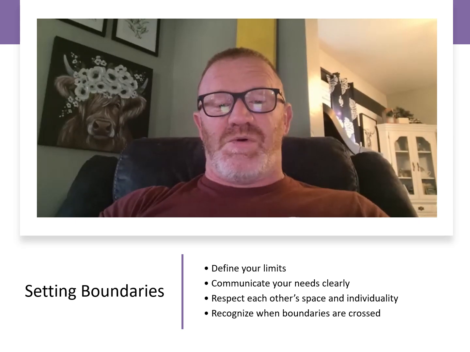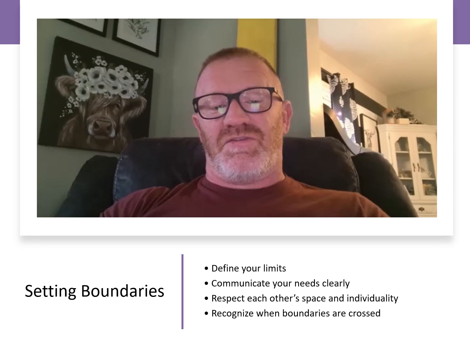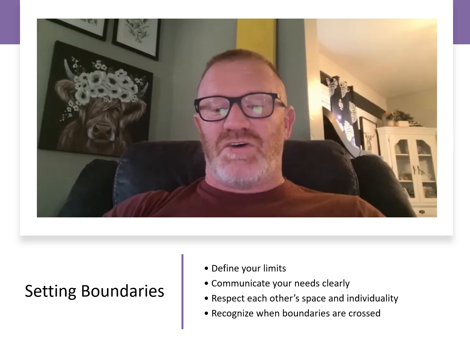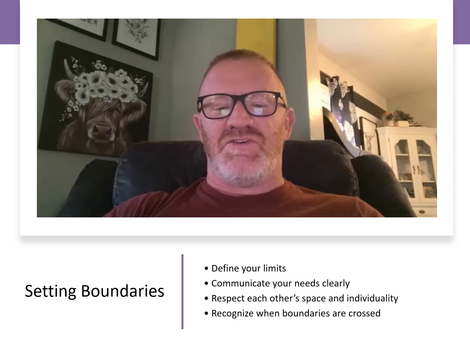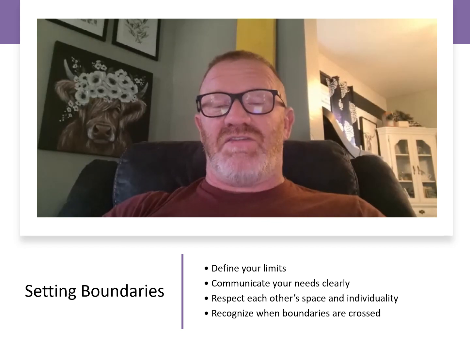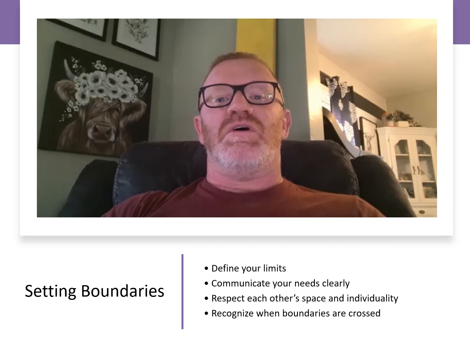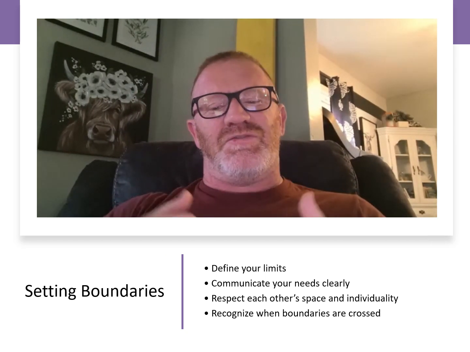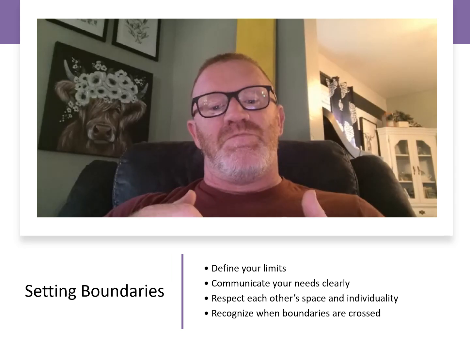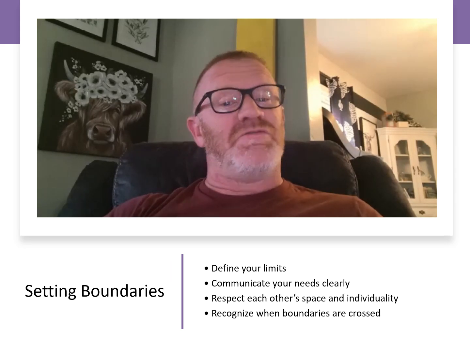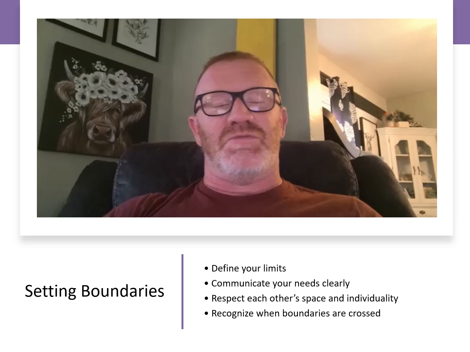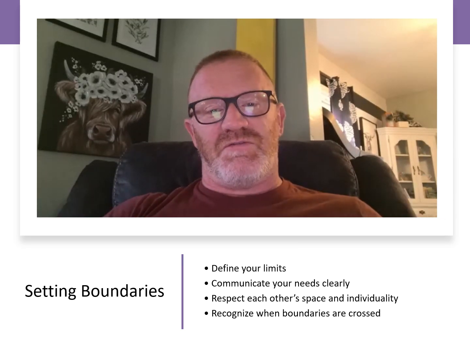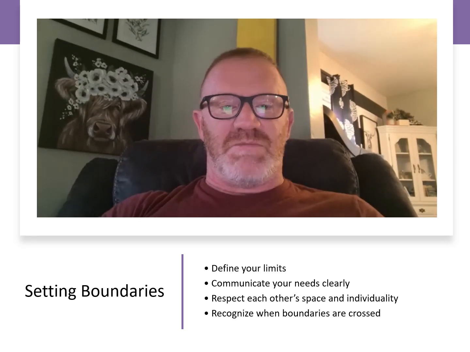So, first thing we want to look at is how do we set boundaries? It's defining your limits. Communicate your needs clearly. Respect each other's space and individuality, and then recognize when boundaries are crossed. Like I said, it might be a friendship, it might be a romantic relationship, but you need to know those limits and those boundaries, and you have to speak them too. So you have to make it known. Hey, these are my limits. These are my boundaries. Don't do these things. They're going to give you the same. If those things can fit together well, then you can have a healthy relationship.